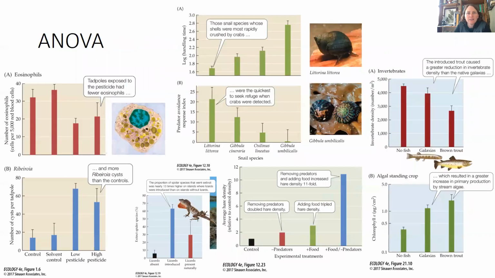All right, then look at all these ANOVAs. Oh my goodness. We're comparing means among more than two categories. So you've got all these different categorical X variables: lizards absent, lizards introduced, lizards present naturally; control, solvent control, low pesticide, high pesticide; a bunch of different snail species; different experimental treatments: no fish, brown trout, galaxias; predators, food, minus predators, plus food and minus predators versus a control.